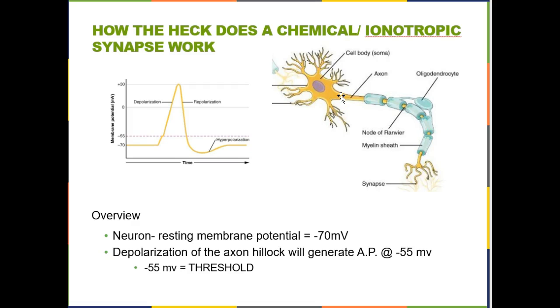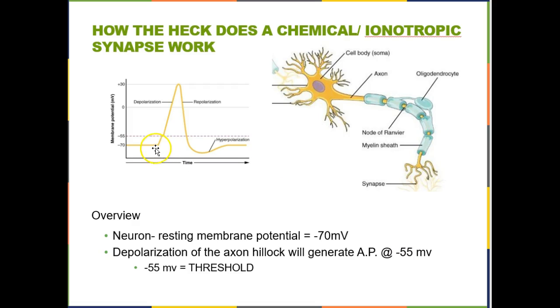So what you need to know for now is that the entire neuron at rest has a resting membrane potential of negative 70 millivolts. There is machinery in the axon hillock, voltage-gated channels, which we will talk about later, that respond to changes in the resting membrane potential. When the membrane potential at the axon hillock, where the action potential is going to start, is depolarized from negative 70 to negative 55, that is what triggers an action potential.